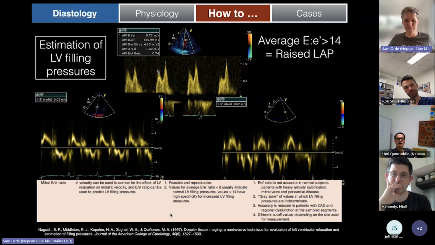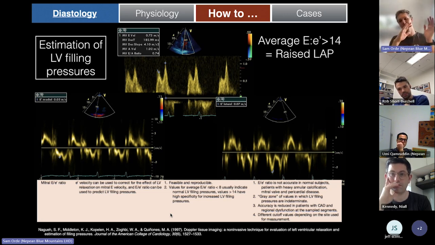As I'm sure you know, the magic numbers are somewhere around 14 or 15. Some people suggest using it as a gray zone, right? So normal left atrial pressure, in circumstances where you don't have AF or bundle branch block, mitral annular calcification or MR or whatever, significant regurg. If your E to E prime is less than 8, that is normal left atrial pressure.